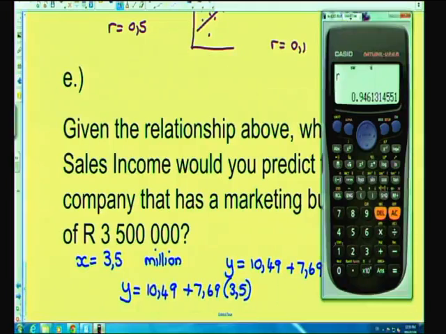So bringing up our calculator, let's clear it. We can go 10.49, plus 7.69. I've left the point off, so let's just go back and put the point in. 7.69 times 3.5. Okay, and I'm going to get 37.405.